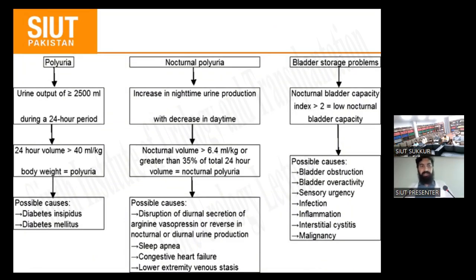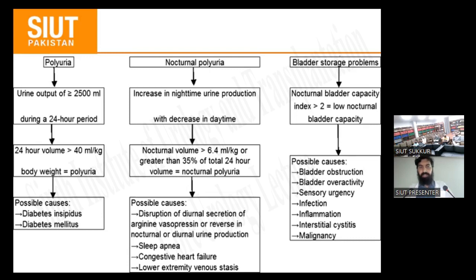Polyuria is urine output of more than or equal to 2500 ml during a 24-hour period, or a 24-hour urine volume of more than 40 ml per kg body weight. Two possible causes of polyuria are diabetes insipidus and diabetes mellitus.